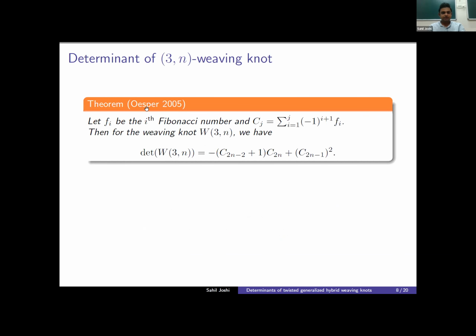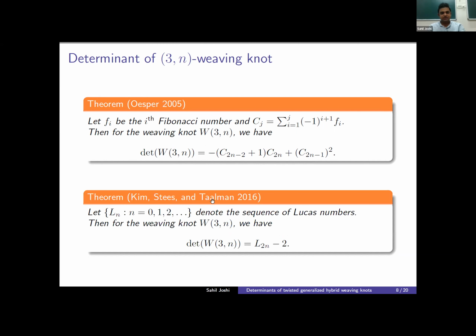Quite a while back, Oesper in 2005 proved a determinant formula for the weaving knot. This is already known in terms of the Fibonacci numbers. Cj is the alternating sum of the first j Fibonacci numbers, and then the determinant can be given by this formula. Later, Kim, Stees, and Talman in 2016 found a reduction of this formula and showed that the determinant can be written as the Lucas number L_{2n-2}.